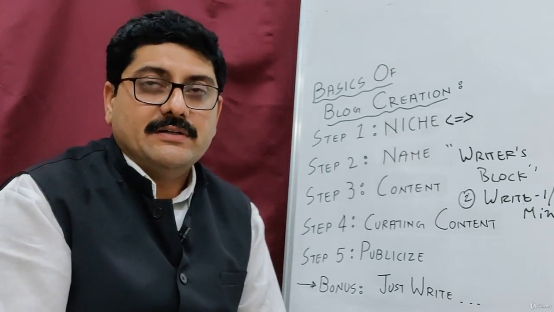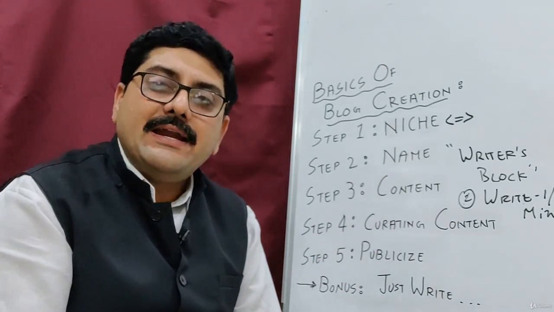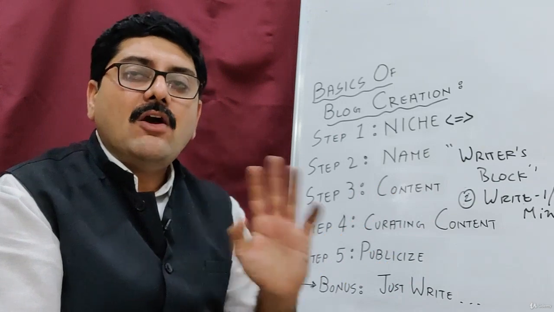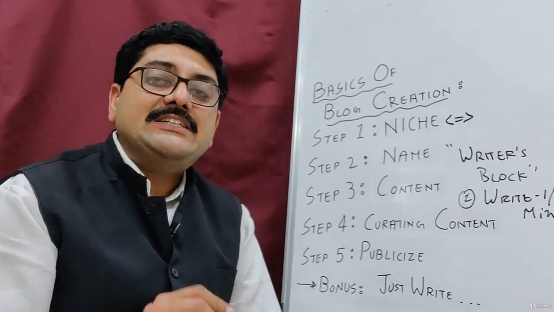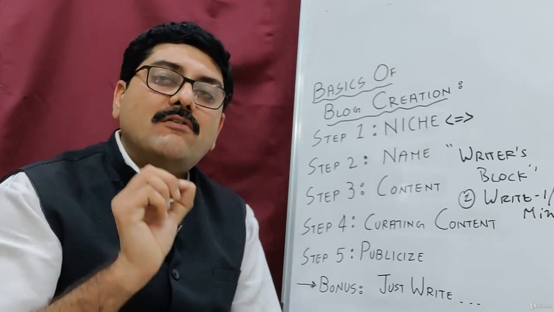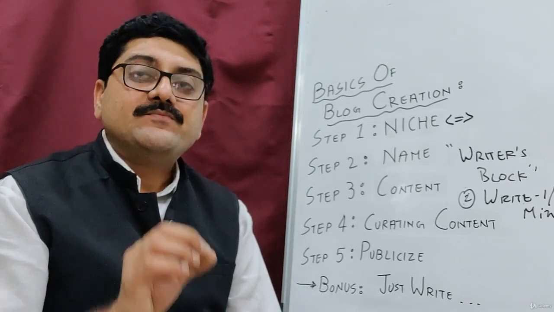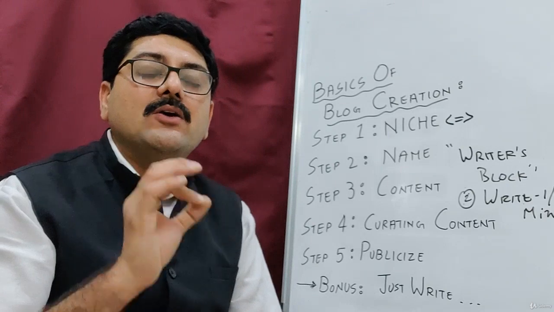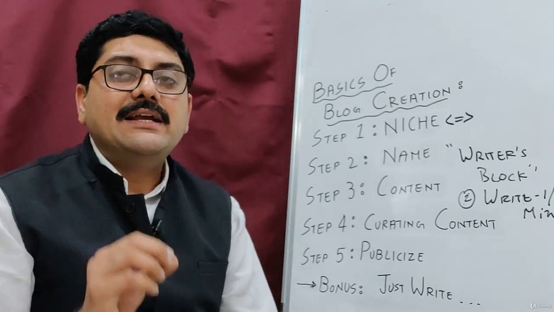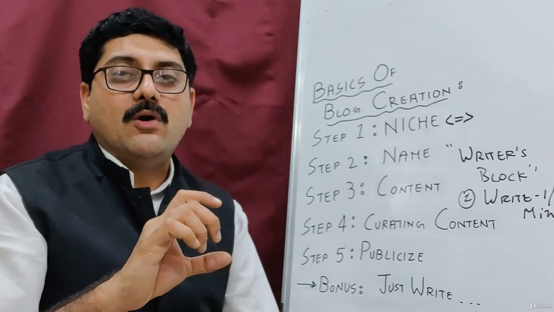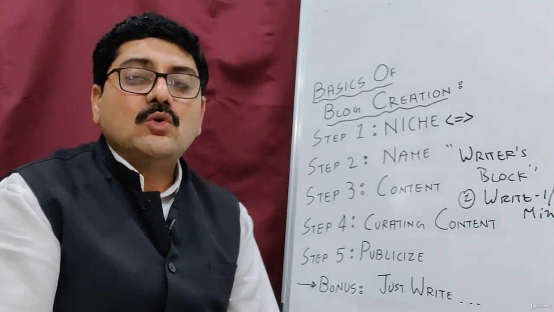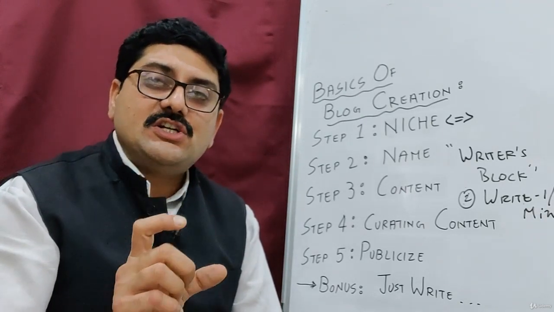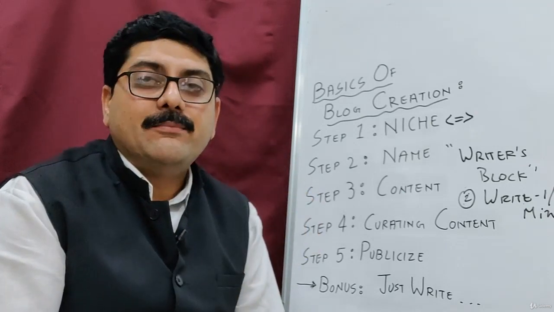With this, we come to an end of section 3 of our blogging course. In the next section, I am going to teach you the characteristics of a good blog: when you say a blog is a good blog, how you can say that this blog is a good blog, and how you can write a good blog. That is going to give you a structure of how you can write a blog, right?